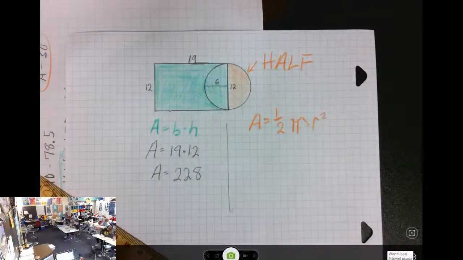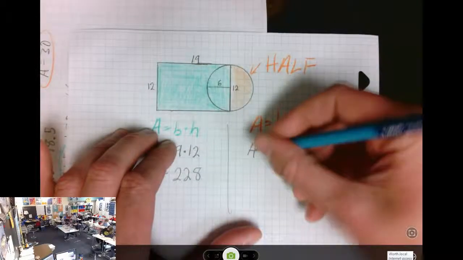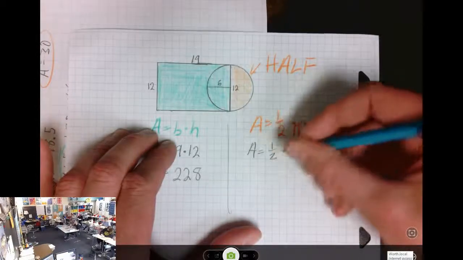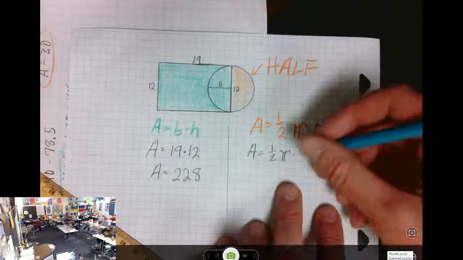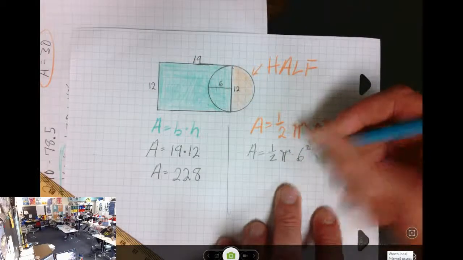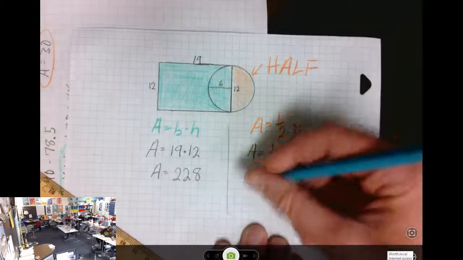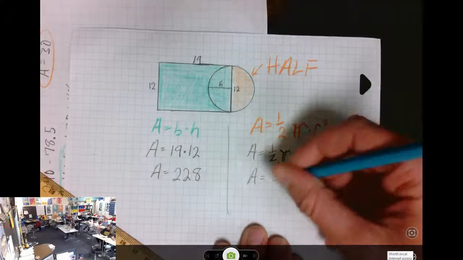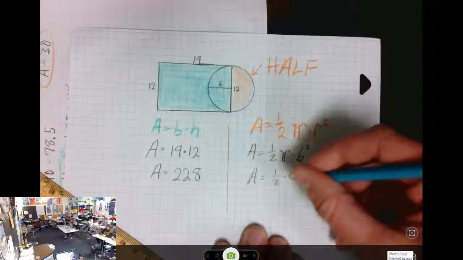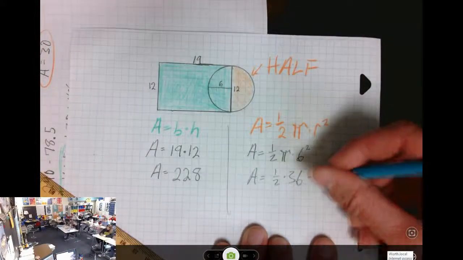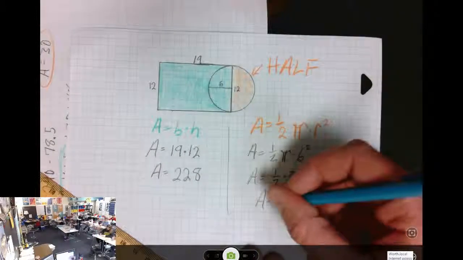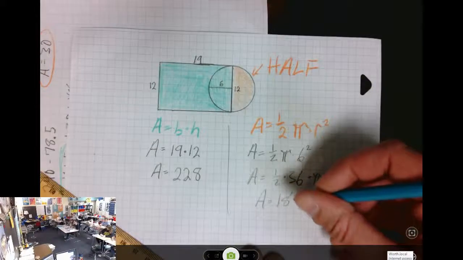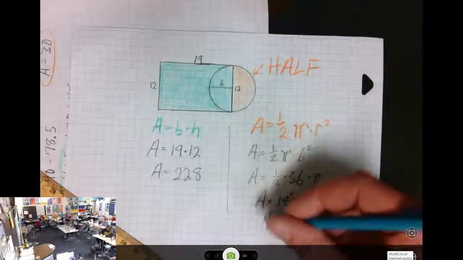The half circle, that is 1/2 times pi. What's our radius here? 6. Be careful not to use the 12. I'm going to change my order. I'm going to make this half. My 6 squared is 36, which is easy to cut in half. And then I can do my pi last. Half of 36 is 18. I've got to multiply that by pi.